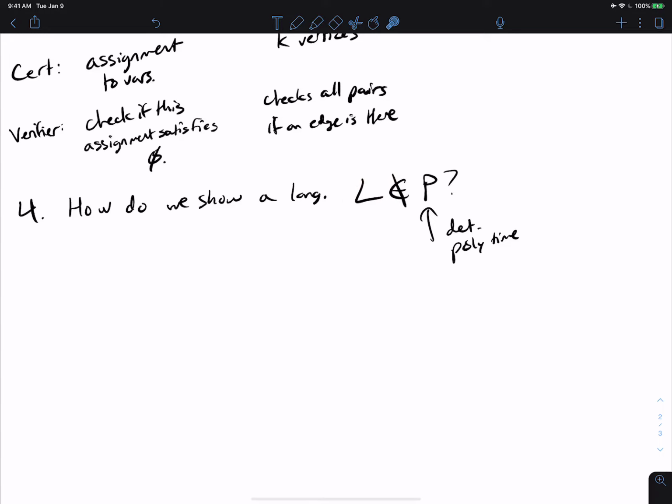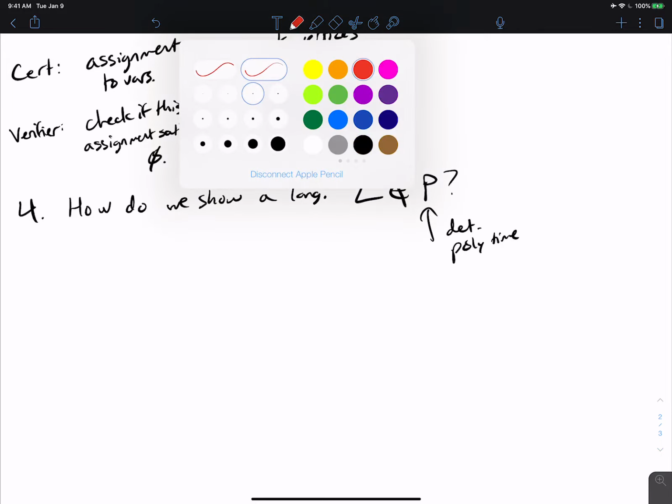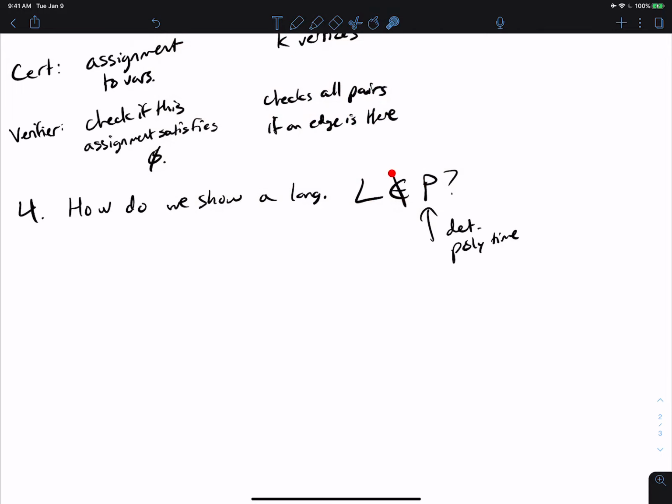But for finding a decidable language that is not in P, we don't have the technology yet, or at least we didn't have enough time to talk about this. So don't worry about this. But just note that there are techniques to show a decidable language is not in P. But don't worry about it.